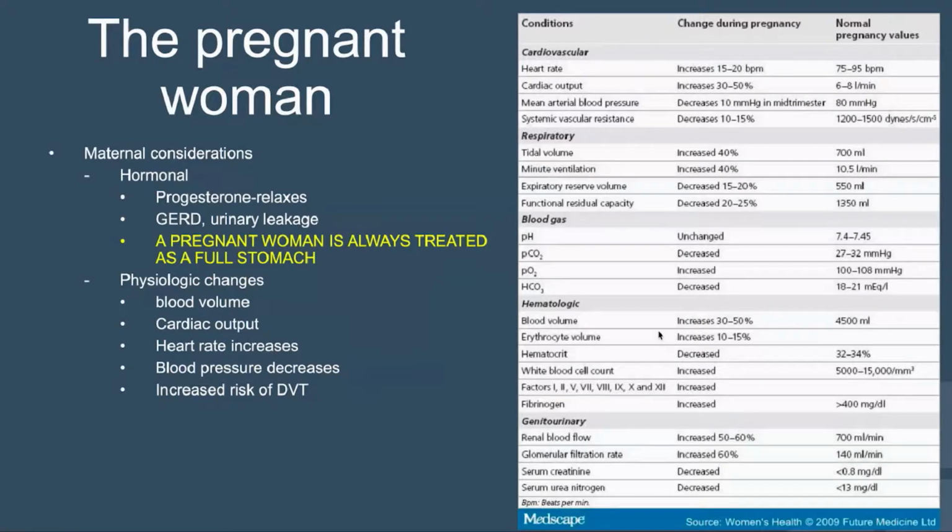And we'll also look at physiologic changes. Hemodynamic changes are common in pregnancy. You'll see blood volume increases. You can see in the middle of the slide looking at hematologic, the blood volume increases about 50%, and this results in the appearance of a physiologic anemia.